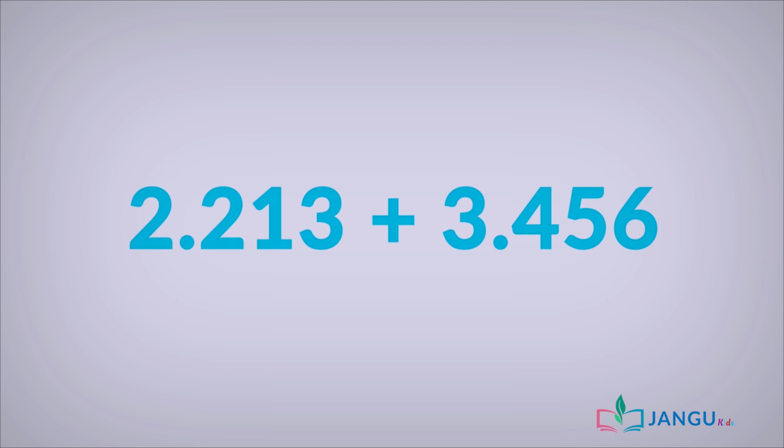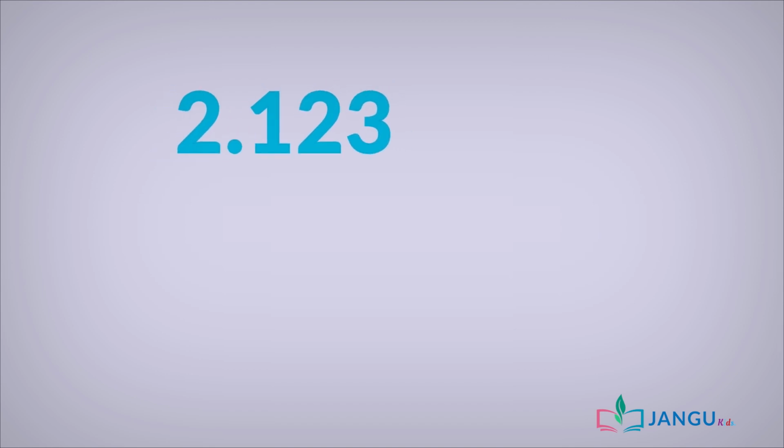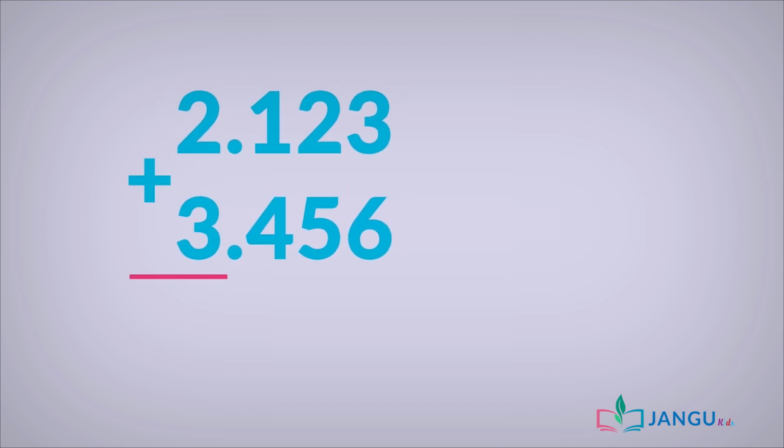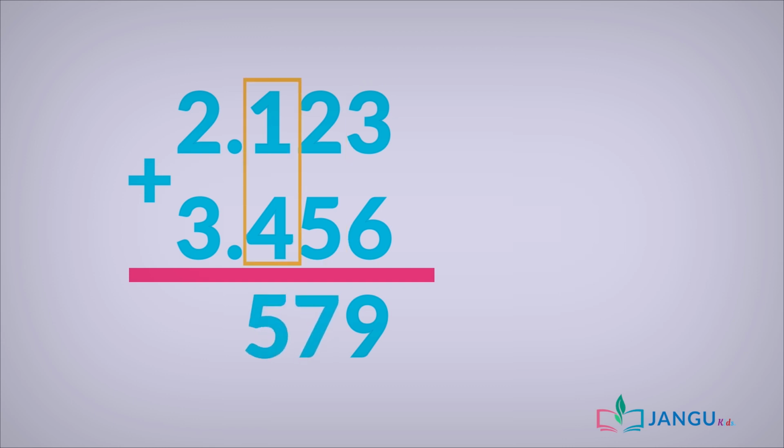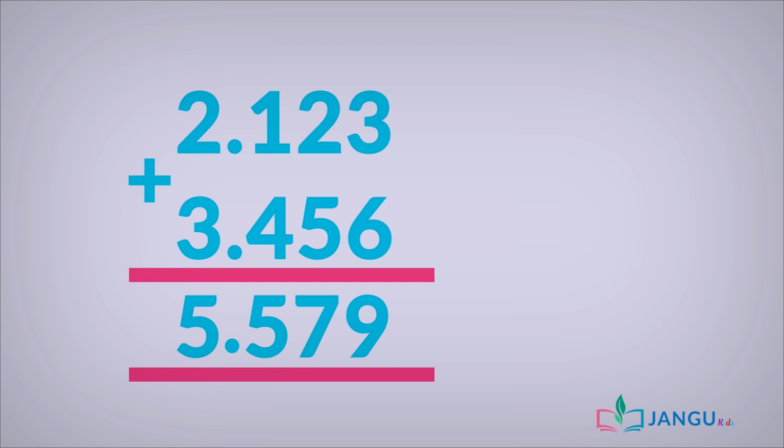The first thing to do is to arrange the digits according to their place value. Then start adding from the right. 3 plus 6 equals 9. 2 plus 5 equals 7. 1 plus 4 equals 5. And 2 plus 3 equals 5.